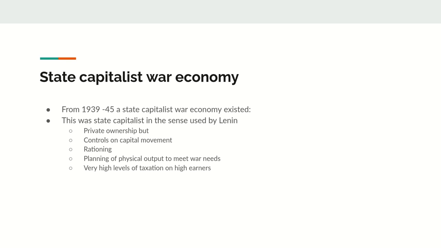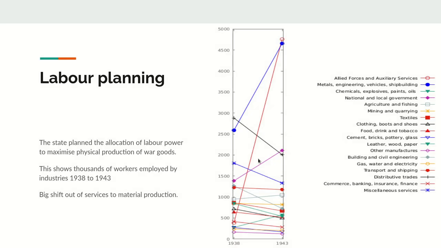By the end of the war, the top rate of income tax was 19 shillings and sixpence in the pound, which is, in modern terms, a 97.5% rate of tax on top incomes. Essentially, top incomes were being confiscated. At the same time, there was labour power planning. There was direction of labour into particular industries.